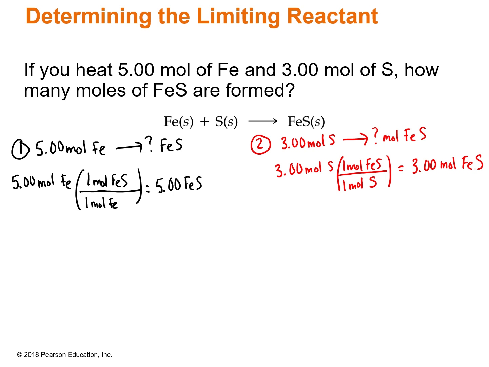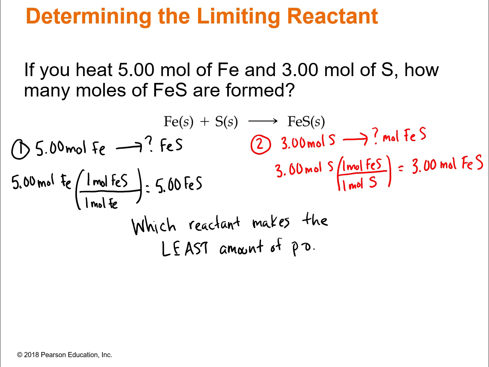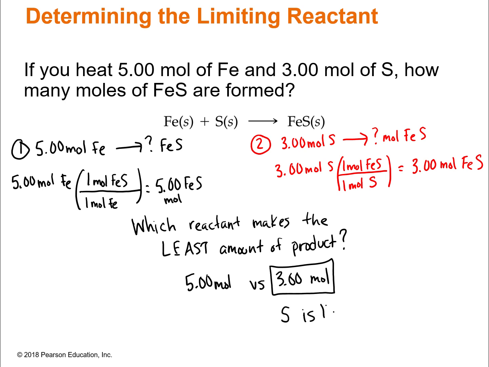Now we need to compare the 2. The question you have to ask yourself is, which reactant makes the least amount of product? We've got 5 moles of iron 2 sulfide versus 3 moles. 3 is smaller. That's the least amount of product. So that's what we're going to form, which means sulfur is limiting.